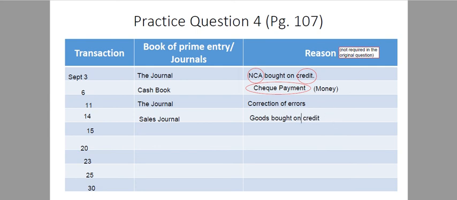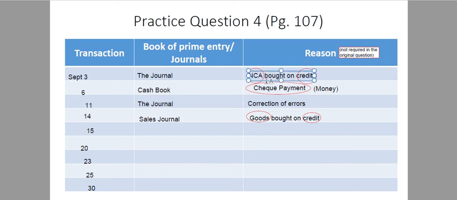we'll circle the word goods as we circled in the first transaction, NCA. So if you compare the September 3rd transaction with 14th, in both transactions you are buying something on credit.